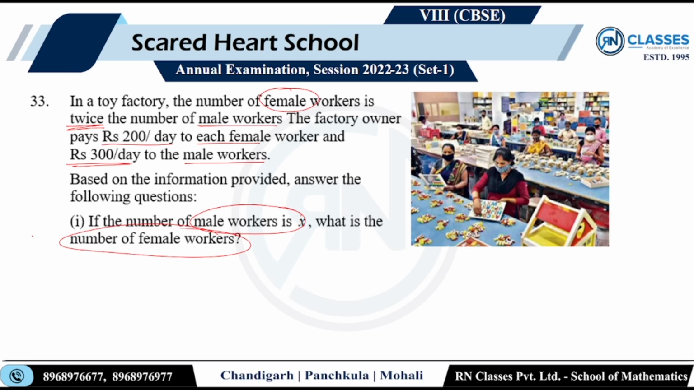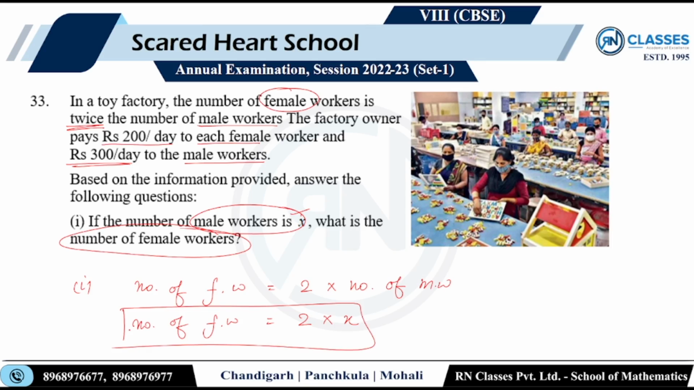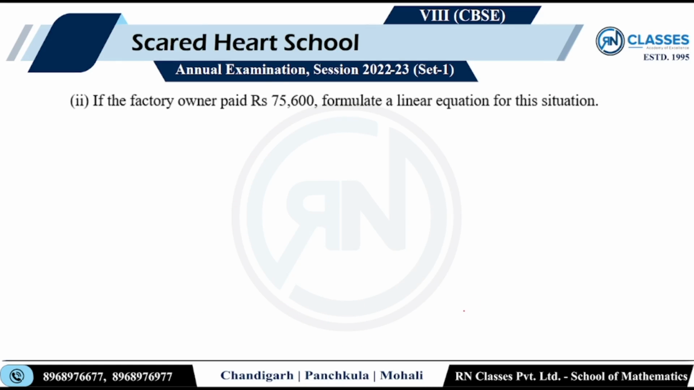Okay. अब मेरे पास तो मेल वर्कर्स उसने x दे दिया। मेरे को एक चीज पता है, नंबर ऑफ फीमेल वर्कर्स क्या होगा इज इक्वल टू 2 times नंबर ऑफ मेल वर्कर्स. मैं शॉर्ट फॉर्म में लिख रहा हूं सो दैट इट बिकम्स इजियर फॉर मी. तो यहाँ पे नंबर ऑफ मेल वर्कर्स इज x, so number of female is 2x. Right? Next one. If the factory owner paid 75,600, formulate a linear equation for this situation.